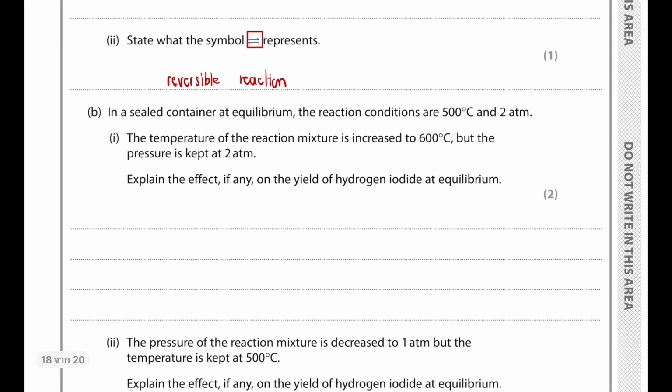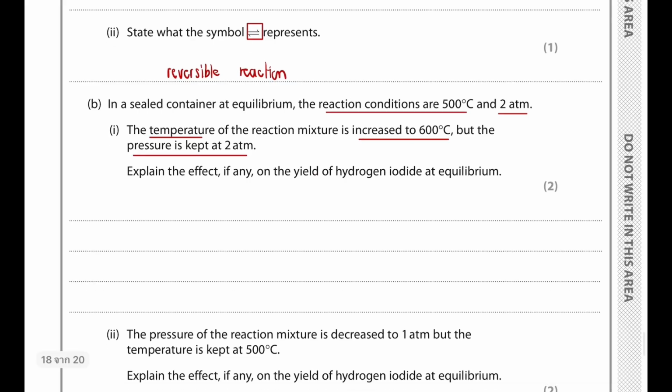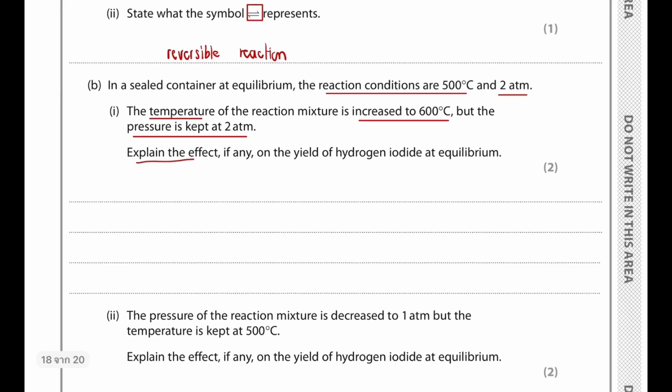Question B. In a sealed container at equilibrium, the reaction conditions are 500 degrees Celsius and 2 atm. The temperature of the reaction mixture is increased to 600 degrees Celsius, but the pressure is kept at 2 atm. Explain the effect, if any, on the yield of hydrogen iodide at equilibrium.